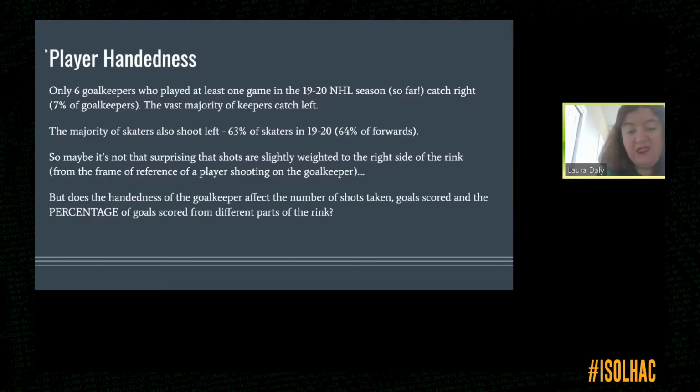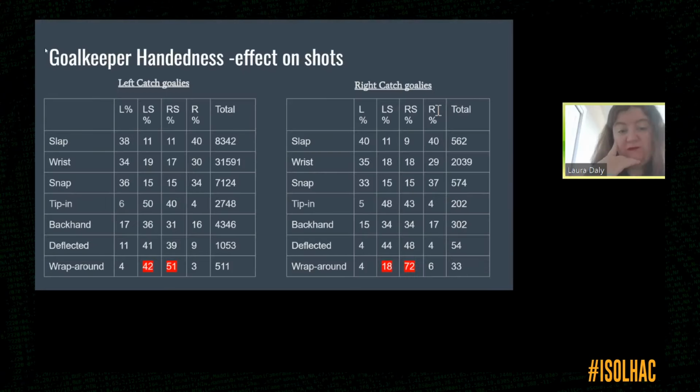The only really significant difference was on wraparound shots, but we had a small number of those for right catch goalies. You could conceive why they would be different, but the data's noisy enough that I wouldn't really have any confidence in that result. What we do see is that with slap shots, they are kind of reversed in that you have 49% on the left side of the rink and 51% on the right side of the rink for left catch goalies, and 51% on the left side of the rink and 49% on the right side of the rink for right catch goalies.